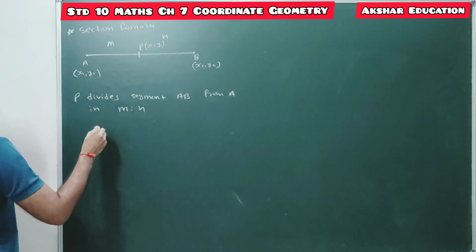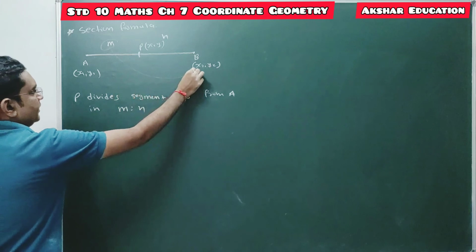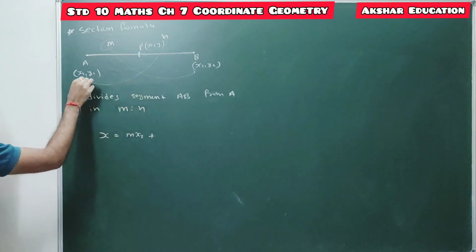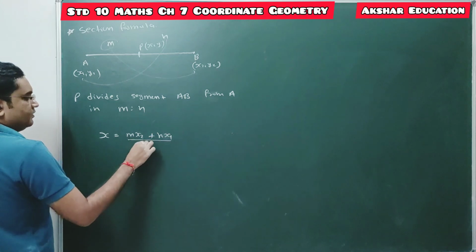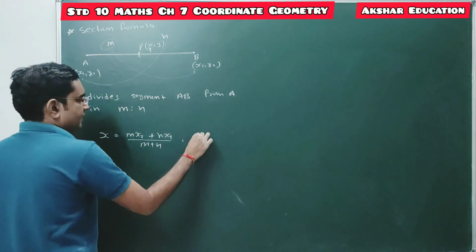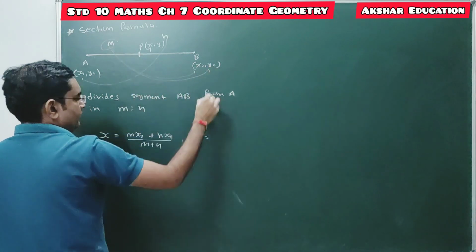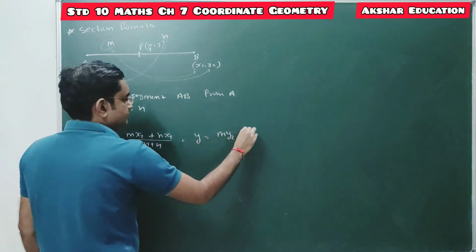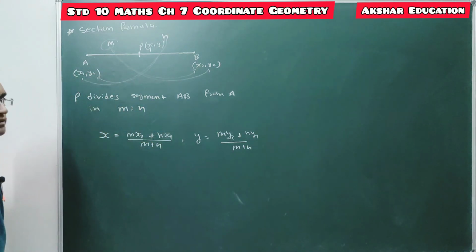The coordinates of section point: x coordinate is given by (m into x2 plus n into x1), that is, mx2 plus nx1, divided by m plus n. This is the x coordinate. Similarly, the y coordinate of section point P is given by my2 plus ny1 upon m plus n. This is the section formula.